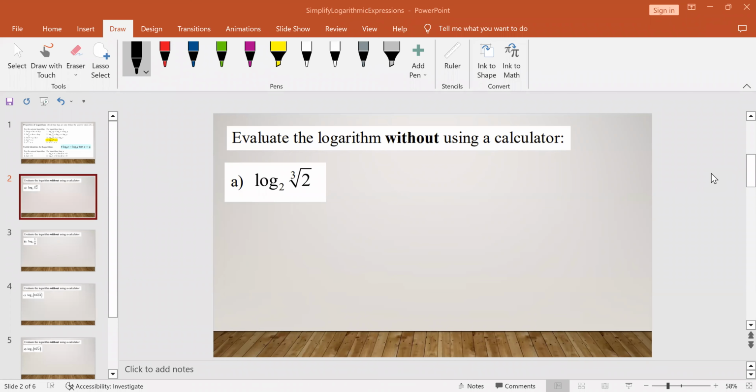Evaluate the logarithm without using a calculator. A, log of cube root of 2 with base 2.